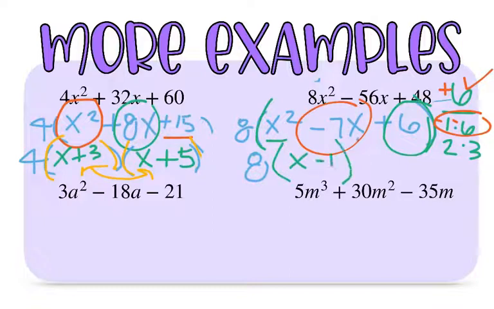x minus 1 and x minus 6. It doesn't matter if you did the minus 6 first. We just know that we need to use those numbers in our factors. And that's my final answer. I took out the 8, I took out the GCF, and then I factored the remaining trinomial like normal.